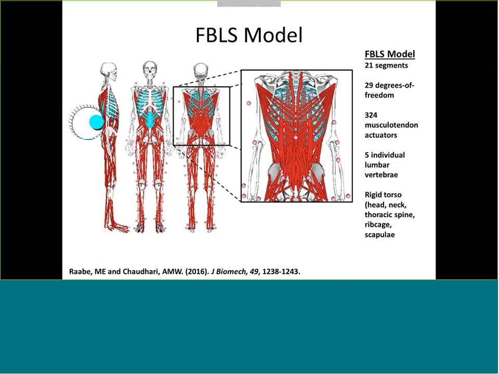Once we did all that, we ended up with the full body lumbar spine model you see here. It has 21 segments, 29 degrees of freedom, and 324 musculotendon actuators. The blue surfaces you see in the model are wrapping surfaces, which some of the muscles wrap around to ensure more accurate muscle paths. The lumbar vertebrae are modeled as 5 individual segments, each connected by a 6-degree-of-freedom joint. We imposed numerous coupled constraints to then reduce the net lumbar motion down to just 3 degrees of freedom: flexion and extension, lateral bending, and axial rotation.